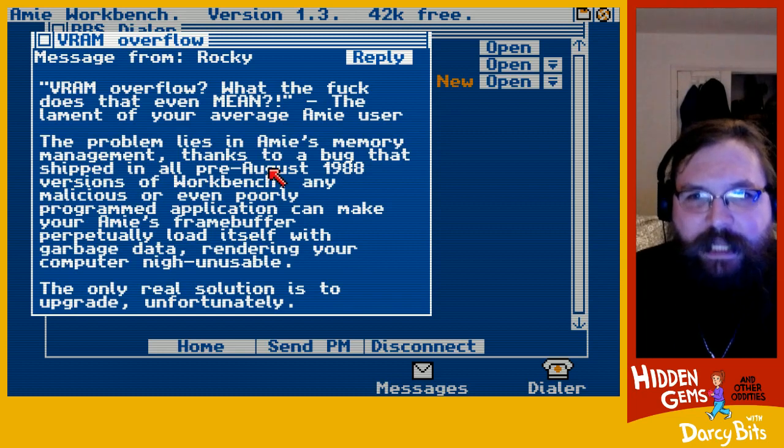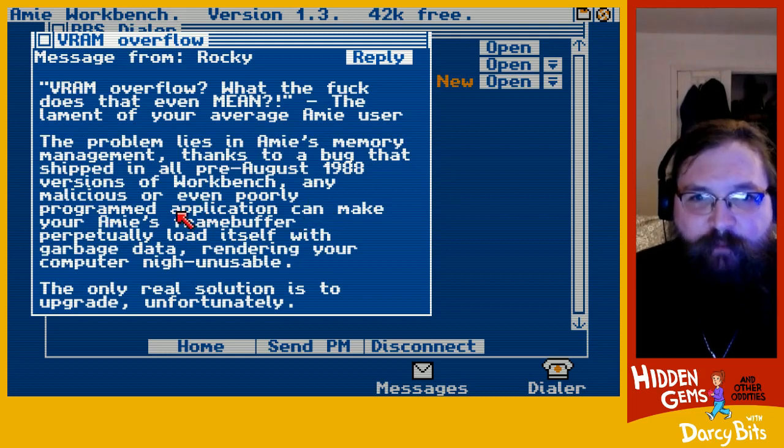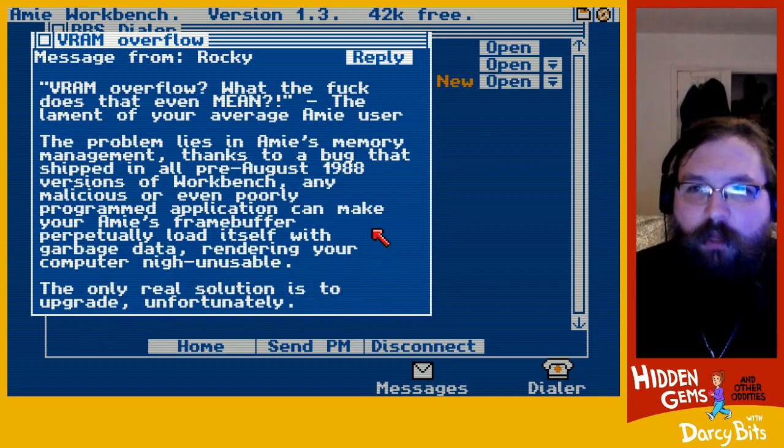The problem lies in Amy's memory management, thanks to a bug that shipped in all pre-August 1988 versions of Workbench. Any malicious or even poorly programmed application can make your Amy's frame buffer perpetually load itself with garbage data, rendering your computer nigh unusable. The only real solution is to upgrade, unfortunately. Interesting.